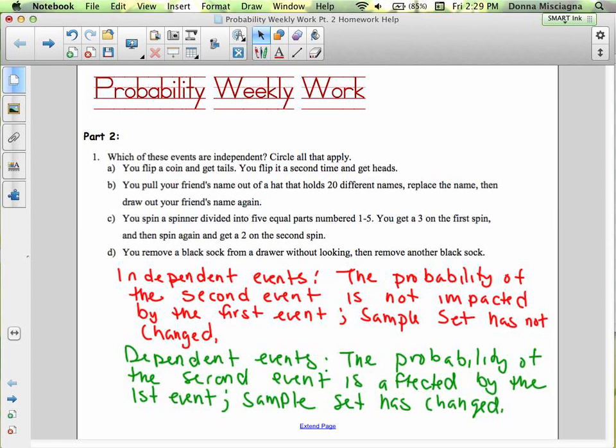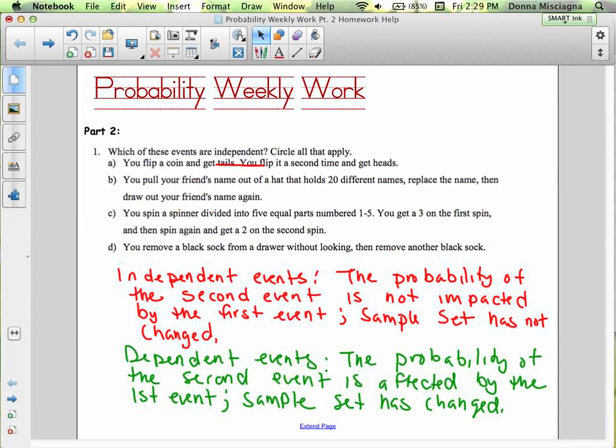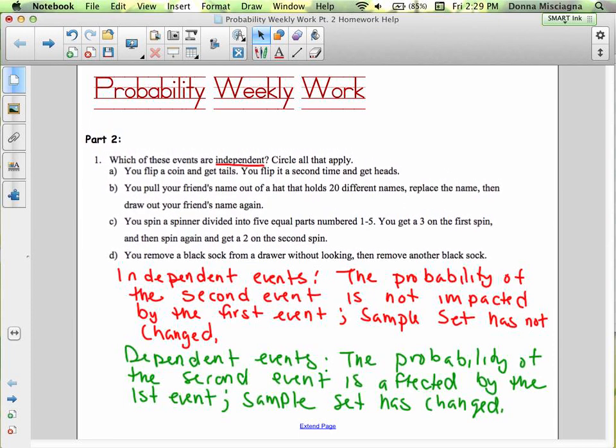All right, and for these 4, you are looking for which of the events are independent and circle all that apply. You can just circle the letter, A, B, C, or D. That's all there is to this one. All right, moving on to question number 2.